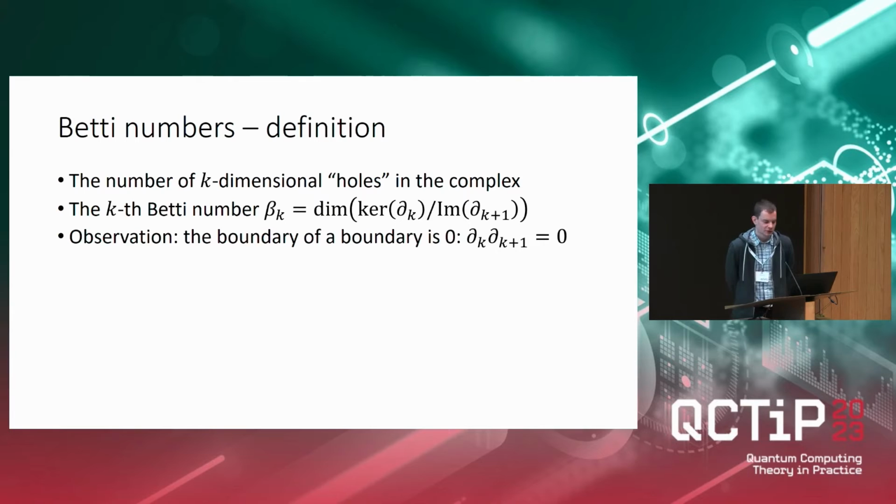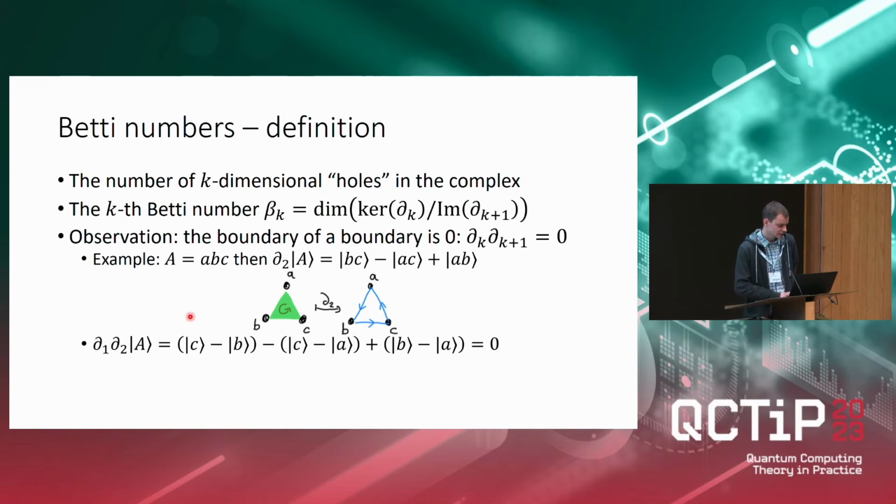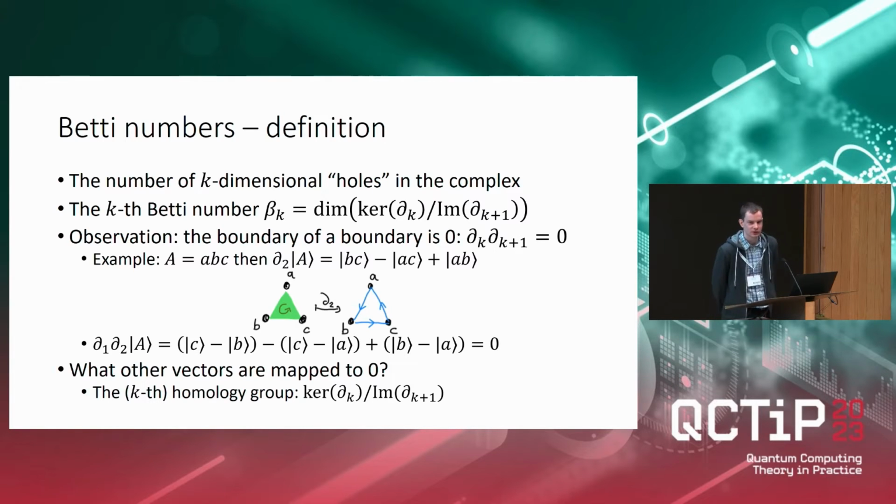So first we can observe that the boundary of a boundary is always 0. For example, we had this little example just on the slide before. And if we apply again the boundary operator on this example, then we will see that everything will cancel out and exactly we will get 0. And this is also true in general. So we can ask the question, what other vectors are mapped to 0? So what are those vectors that are mapped to 0, but they themselves are not the boundary of another object?